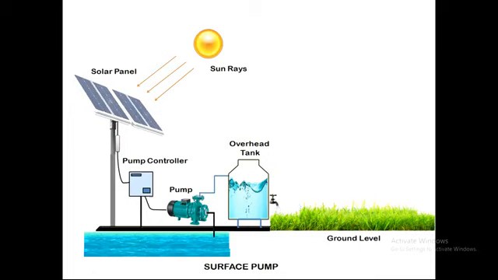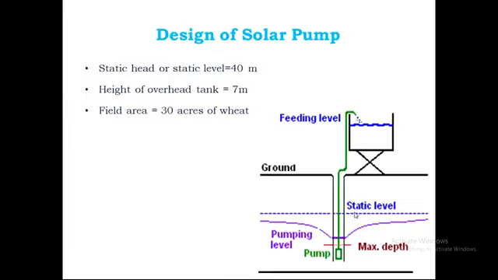Then the pump fills the water in this overhead tank. Then it can be used for your purpose. This is the basic operation. So to design the solar pump, here I am showing, this is the ground. Here the overhead tank is placed and this is the deep well. Different types are there. This is the deep well type and this is the pump. This pump sucks the water and fills it into your overhead tank.